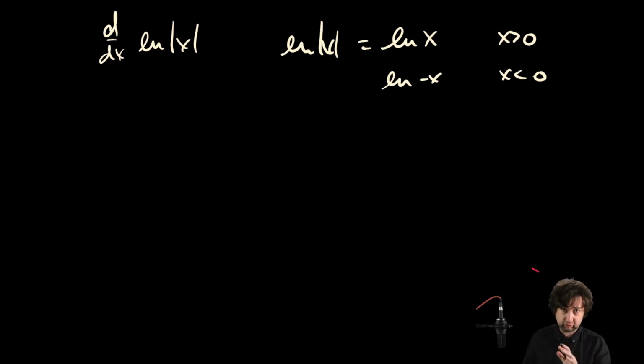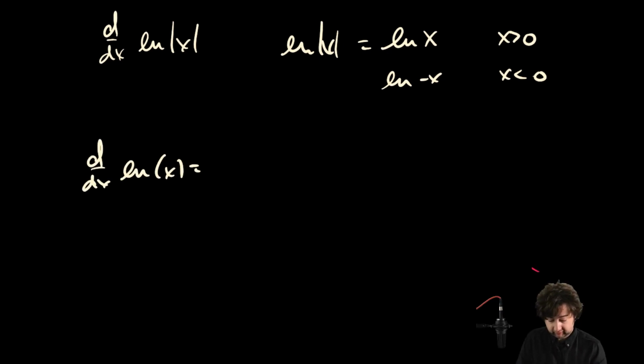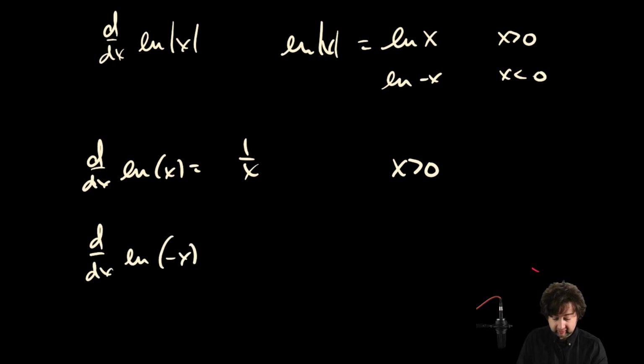So let's actually do two derivatives separately. d by dx of the natural log of x, well, that's 1 over x, and that holds when x is positive. And d by dx of the natural log of minus x, well, that's 1 over minus x times negative 1 by the chain rule, which is also 1 over x.